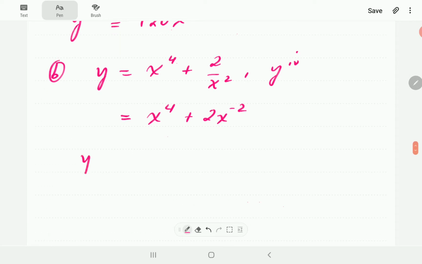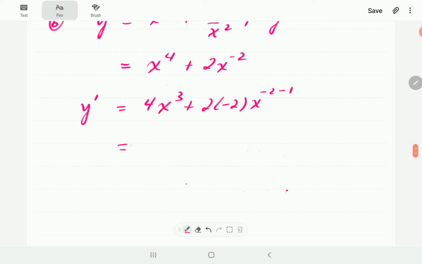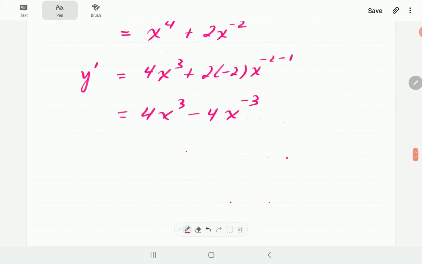So now, straight away, for the first derivative, we multiply by 4, we subtract 1, and then for the second derivative, we multiply by 2, negative 2, we subtract 1. So this is going to work out to 4x cubed minus 4x to the power minus 3.